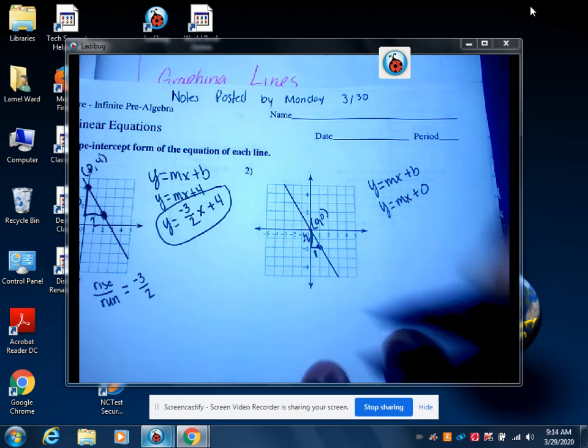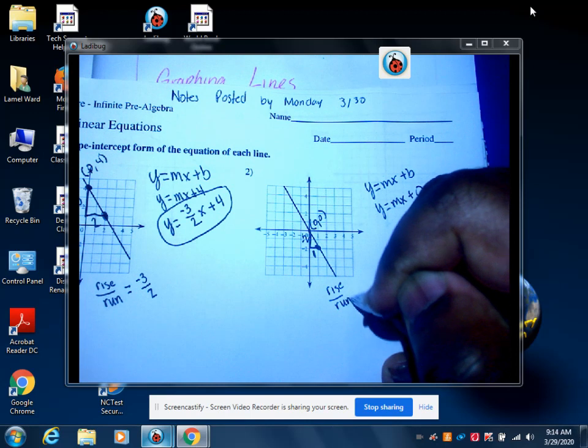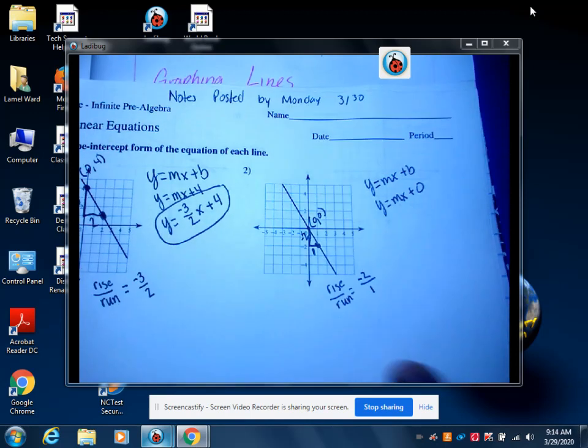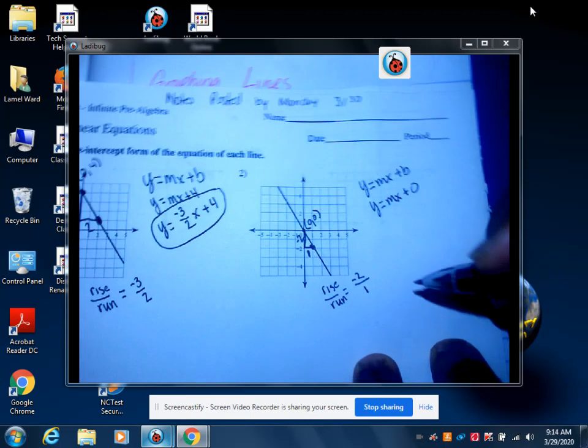Okay, so my slope or my rise over run is going to equal -2 over 1. And that's my slope. Okay, so could you put -2 over 1 for your slope? Yeah, but like all things when it comes to fractions, they want it simplified. So this just simplifies to -2.